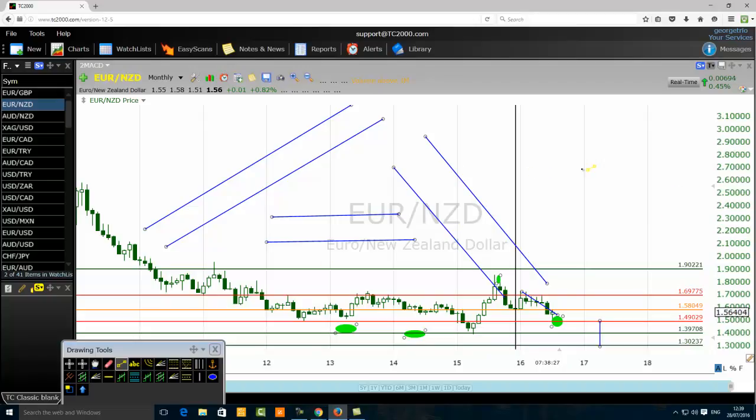The zigzag price structure will determine the appropriate strategy that we must deploy. All right? The internal waves of the flat correction will determine the appropriate strategy that we must deploy. You see what we are talking about now?